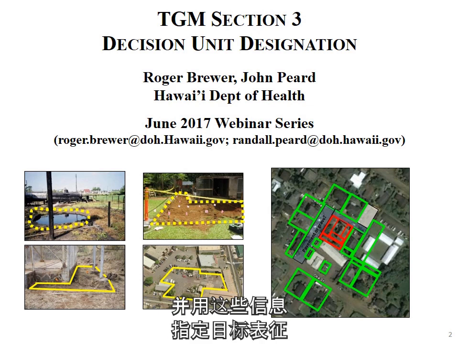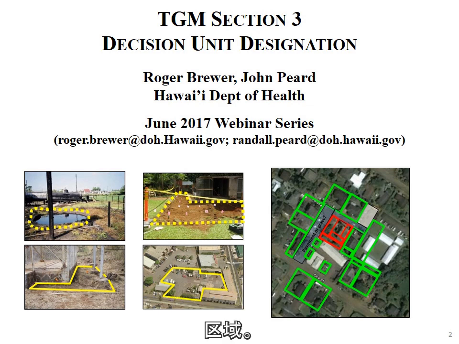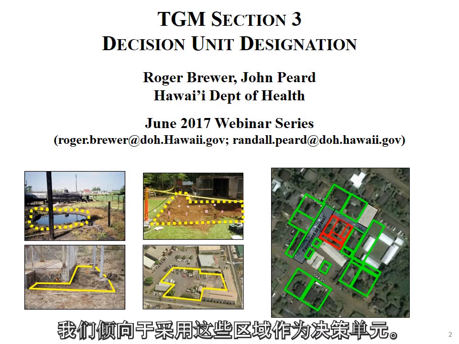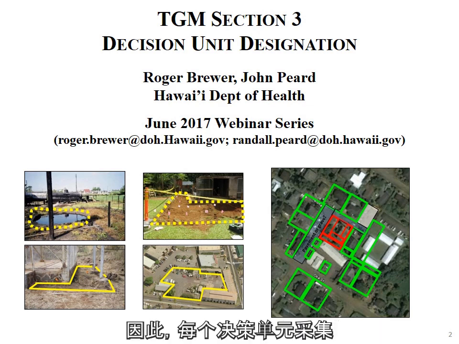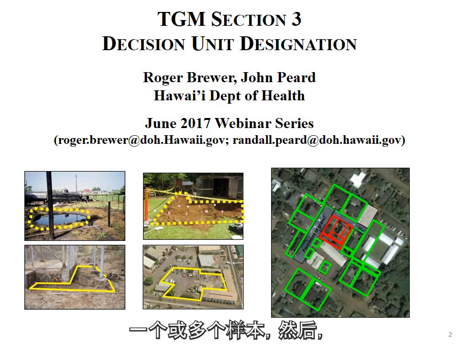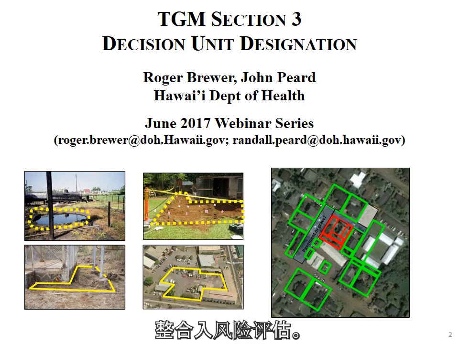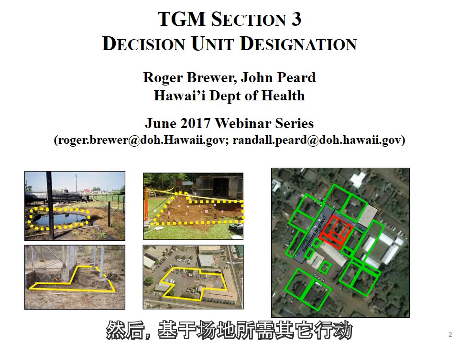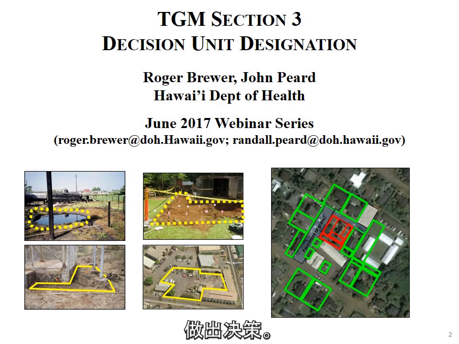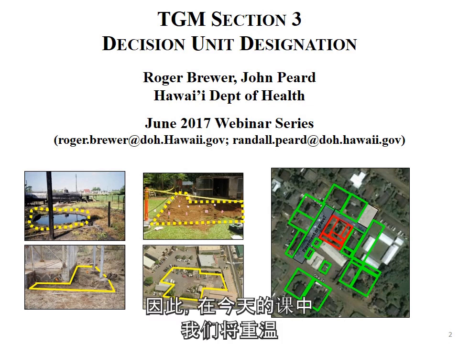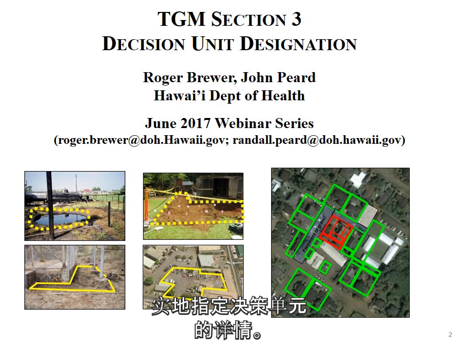Then use this information to designate areas targeted for characterization. We refer to these as decision units. So in each decision unit, a sample or samples are collected, and then the data for each decision unit are compared to screening levels or incorporated into a risk assessment. And then some decisions are made on the need for additional actions at the site. So in this presentation today, we're going to go over more details of decision unit designation in the field.